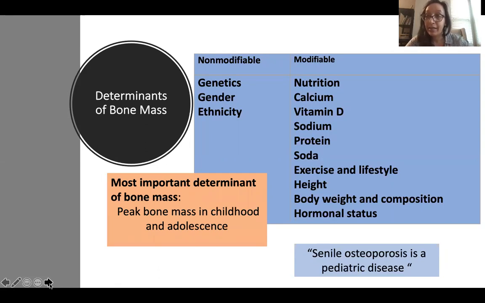And by far, the most important determinant of bone mass is the peak bone mass that's attained in childhood and adolescence. And therefore, it is thought that senile osteoporosis is actually a pediatric disease because it has roots in pediatrics. And our role as pediatric gastroenterologists in promoting bone health and giving our patients the best chance at having the highest possible peak bone mass is going to be very important.